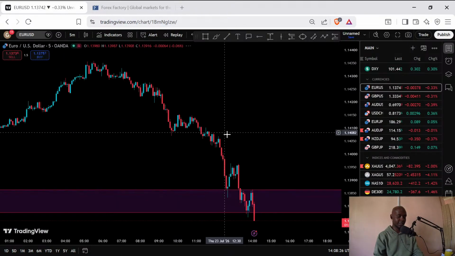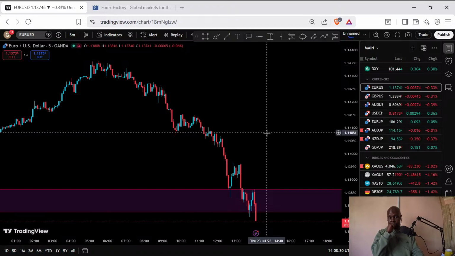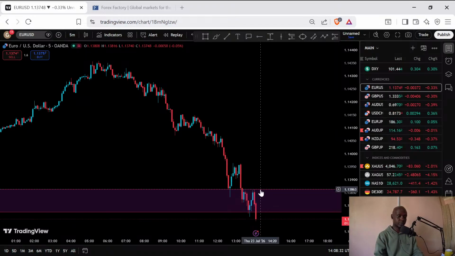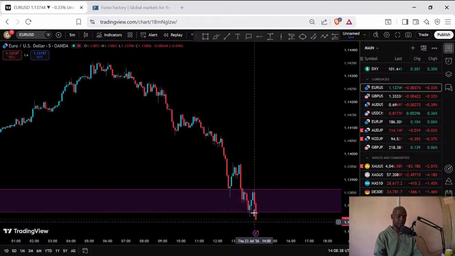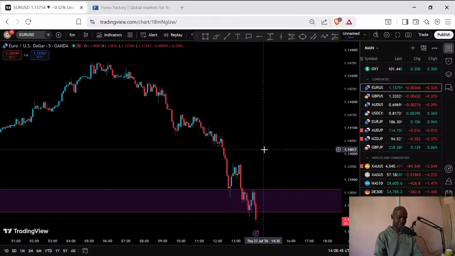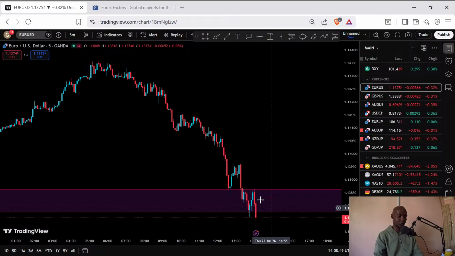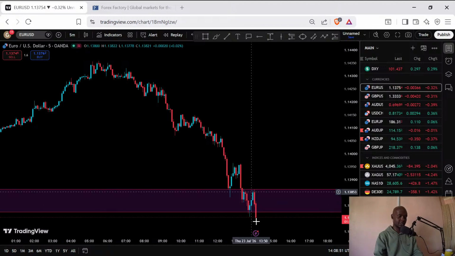But that does not mean that price is going to continue to push lower, especially with the strength of this candle. But you have to wait for this candle to close. If it closes with a large wick, that will be the clearest indication that you might get the exhaustion of the selling pressure.